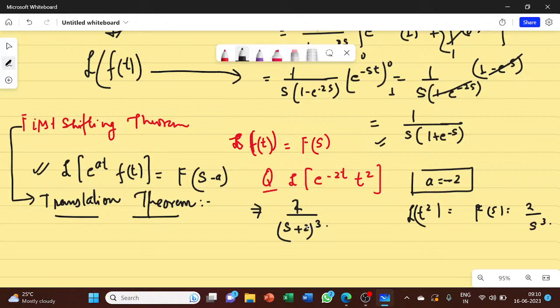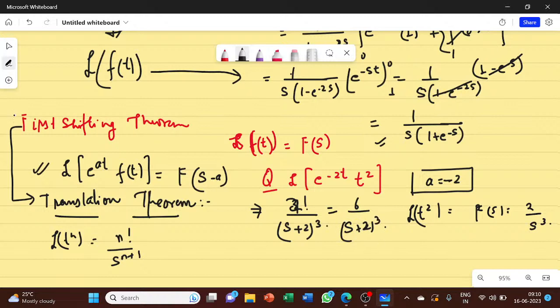Divided by 2, sorry, not 2. There is a 2 already there, and sorry, 3 factorial. So what is the formula? Laplace transform of t to the power n is simply n factorial upon s to the power n plus 1. So it will be 3 factorial divided by, so this will be 6 upon (s plus 2) whole cube. Is that fine?